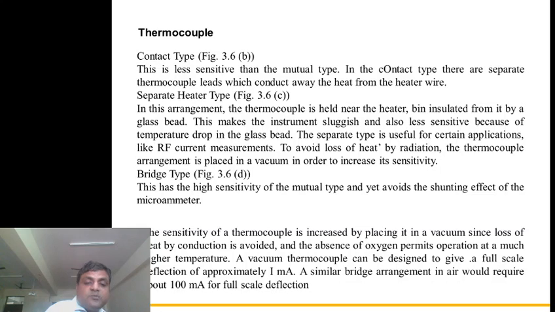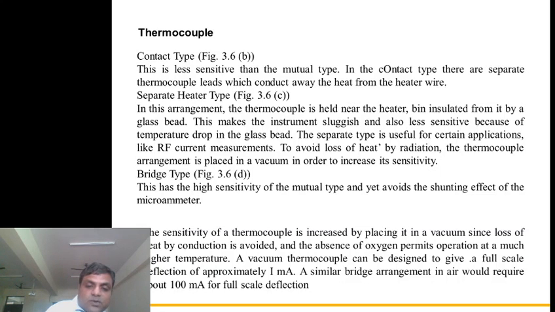The sensitivity of the thermocouple is increased by placing it in vacuum, since loss of heat by conduction is avoided, and absence of oxygen permits operation at much higher temperature. So these are the advantages, so it is better that we use the thermocouple in a vacuum environment.